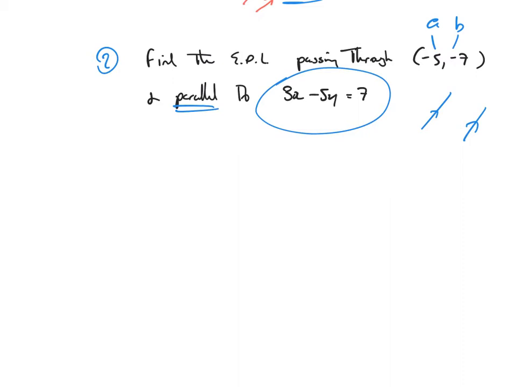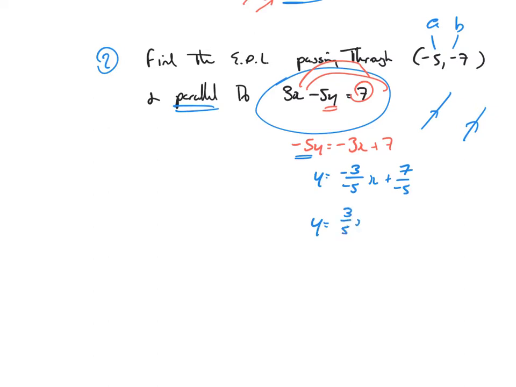Let's isolate y on the left hand side. First I get rid of that 3x, moving it to the other side, where it becomes minus 3x. So minus 5y equals minus 3x, and plus 7 is still there. It's still not in the form y equals mx plus c, so I need to get rid of that minus 5: y equals minus 3 over minus 5 x plus 7 over minus 5. The two negatives cancel out to give me 3/5 x minus 7 over 5. Now I've got the gradient.